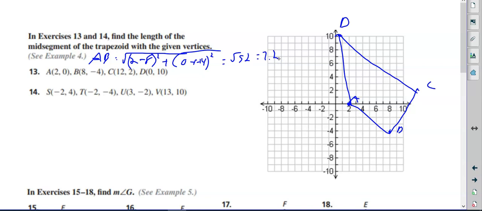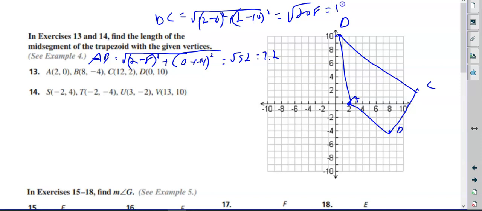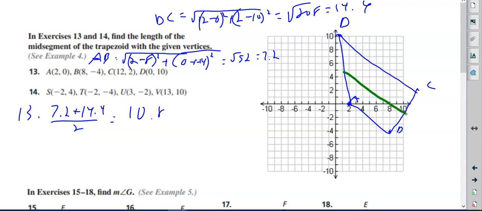Okay. And then DC, do that up here, is going to be 12 minus 0 squared, that's going to be 144, plus 2 minus 10 squared, so that's going to be negative 8 squared is positive 64. So positive 64 plus 144 is 208. So we take the square root of 208, and we get 14.4. So for 13, we're going to take 7.2 plus 14.4 and divide it by 2. And get 10.8 for the mid segment, which would be approximately, something like that. Okay?